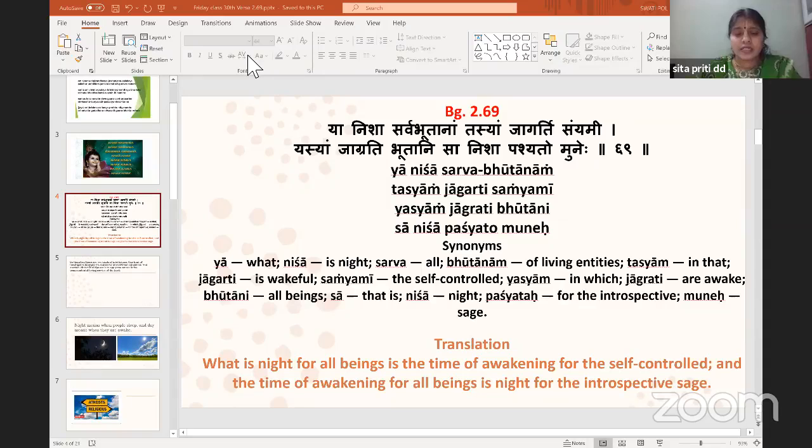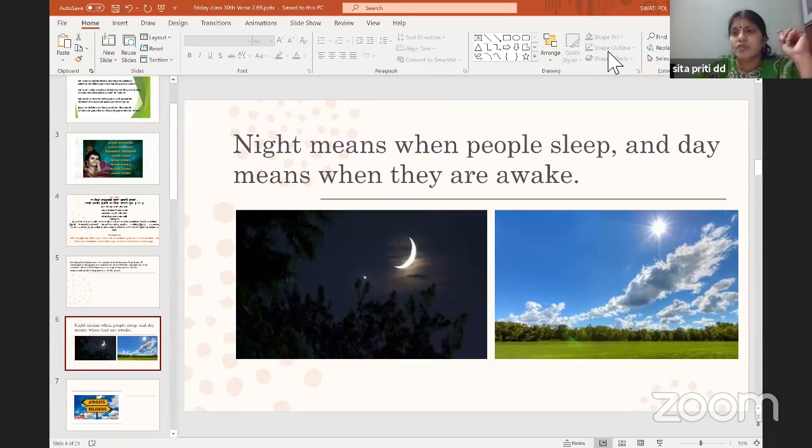Okay, Rasika, can you read the translation for us? Translation: What is night for all beings is the time of awaking for the self-controlled, and the time of awaking for all beings is night for the introspective sage. Very good. So now this is an important verse. First we will understand, and you can keep looking at the slides also. I know you all are so busy drawing.